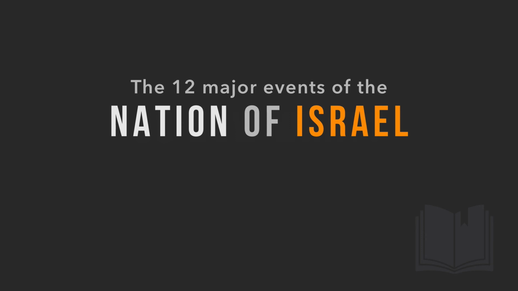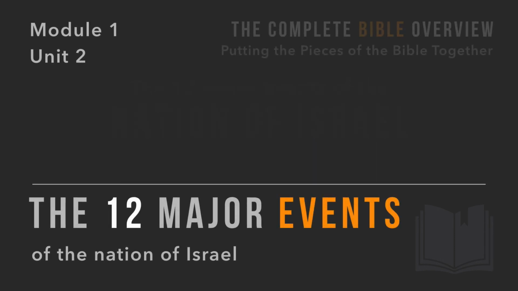And by the end of Part 2, you're going to know these all by heart, because we're going to cover them in depth. But what I want to do is start looking at those in the next unit. So in the next unit, join me as we review what we talked about a little bit at the very end of Part 1. Looking into this, we're going to review again the 12 major events of the nation of Israel.